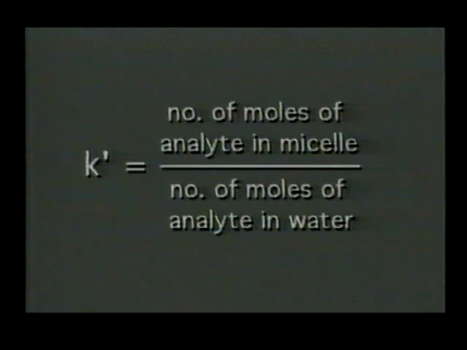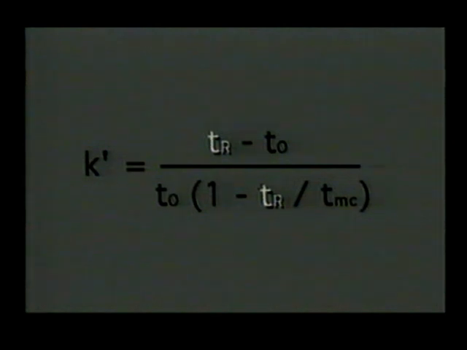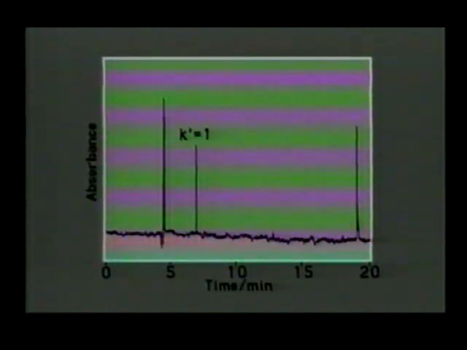The separation of components due to partitioning between micelles and water can be expressed in terms of the capacity factors of the analytes. The capacity factor K' is the number of moles of analyte in the micelle divided by the number of moles in the water. K' can also be calculated from the migration times of the various components and is given by this equation, where Tr is the migration time of the analyte, T0 is the migration time of the neutral marker, and Tmc is the migration time of the micelle.